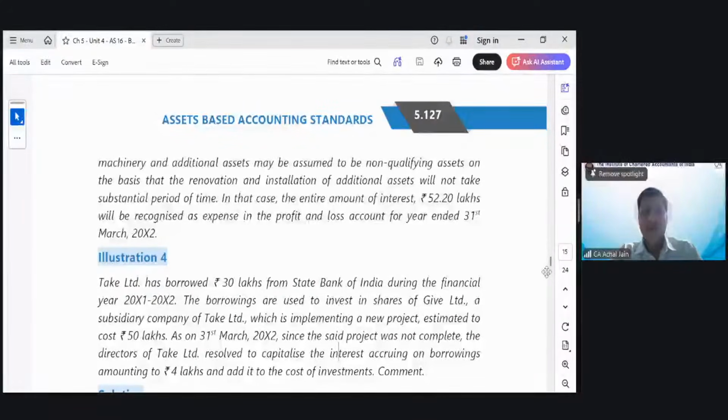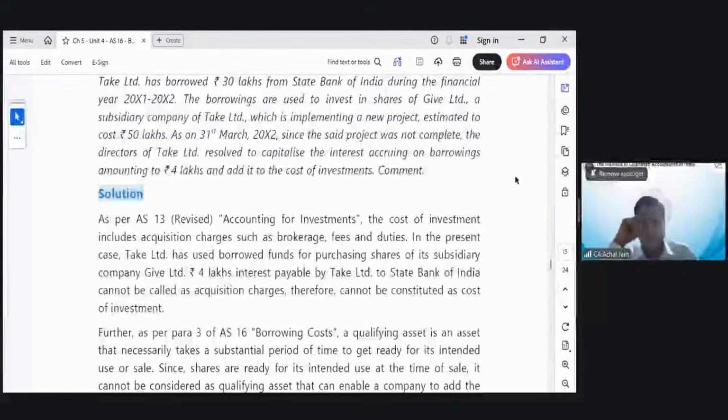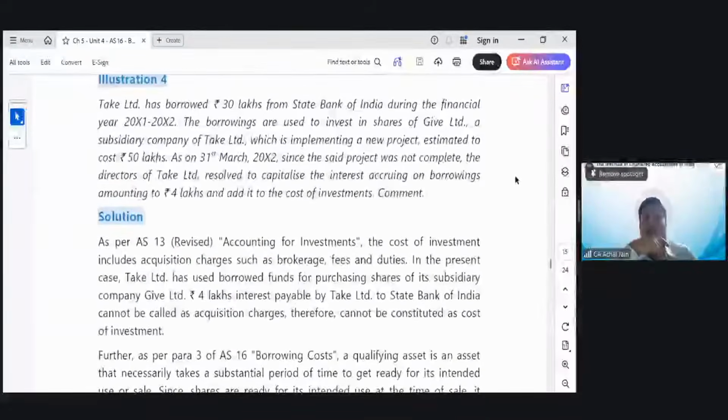Okay, so then Lakshmi also says it goes to P&L. Sridhar says it goes to P&L. All right, so let's look at this. See, in the given example, what do we have? We have this loan which is borrowed from the bank by the company, and this is invested in the shares of another company.